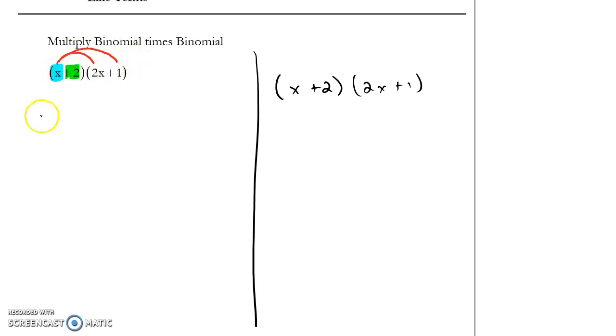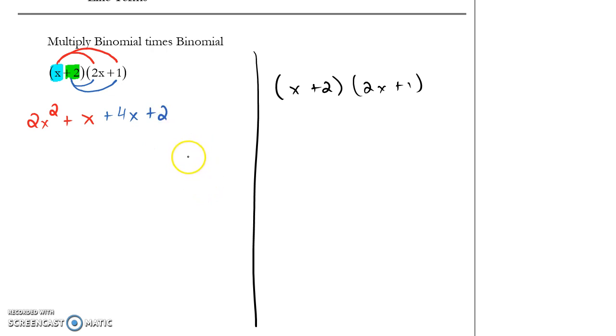X times 2x is 2x squared. X times plus 1 is plus 1x, or just plus x. Once I've distributed the first term, distribute the second term. 2 times 2x. 2 times 2 is 4, plus 4, and you have an x. 2 times plus 1, they're both positive, so it's plus 2. That's the distributive property part of this.